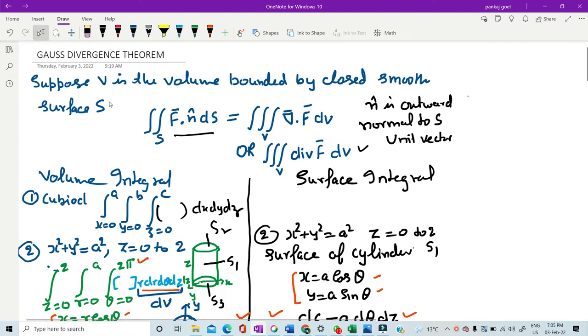Divergence theorem. Suppose V is the volume bounded by closed smooth surface S. Then the double integration of f dot n cap dS will be equal to the triple integration over V of del dot f dV.